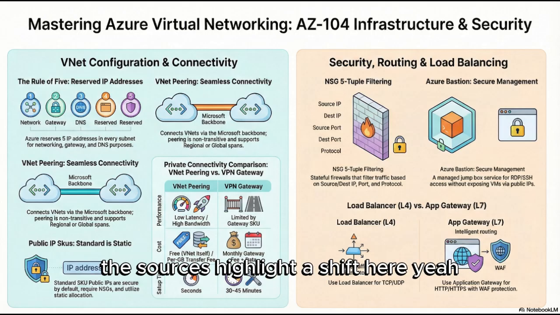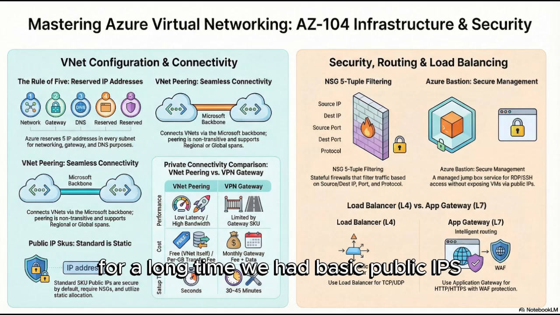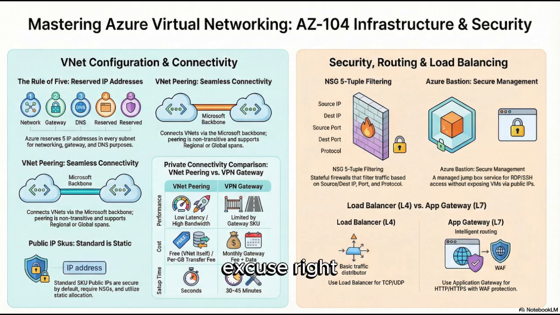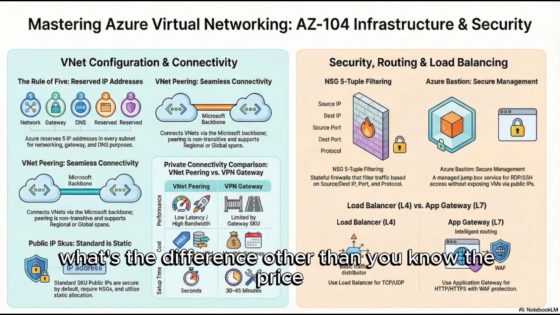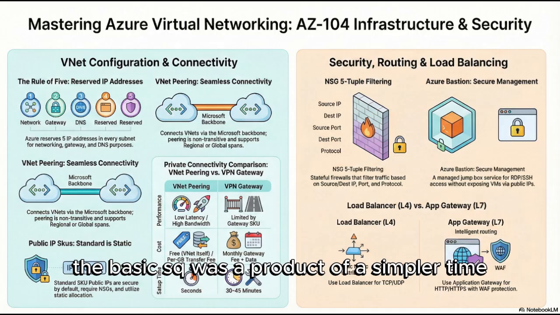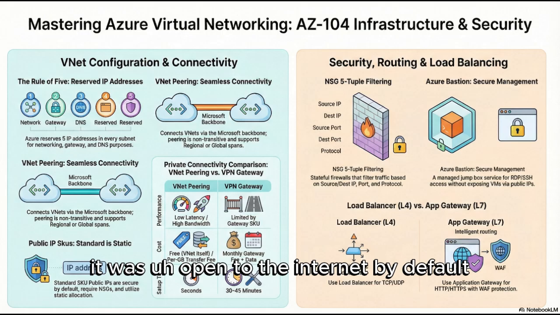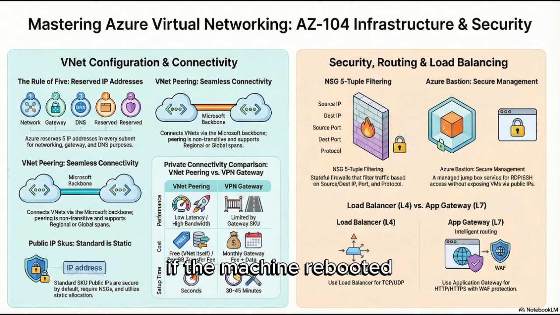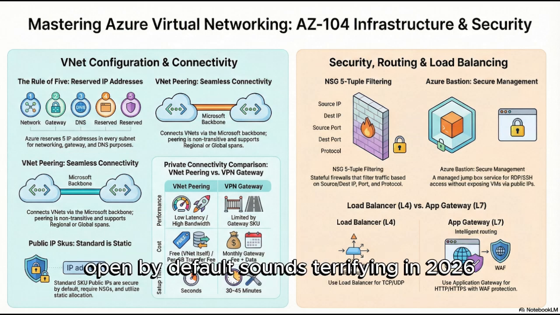The sources highlight a shift here. For a long time, we had basic public IPs, but now everyone is being pushed toward the standard SKUs. What's the difference other than the price? It's a massive security and reliability shift. The basic SKU was a product of a simpler time. It was open to the internet by default. It was dynamic, which means the IP address could change if the machine rebooted. Open by default sounds terrifying in 2026.